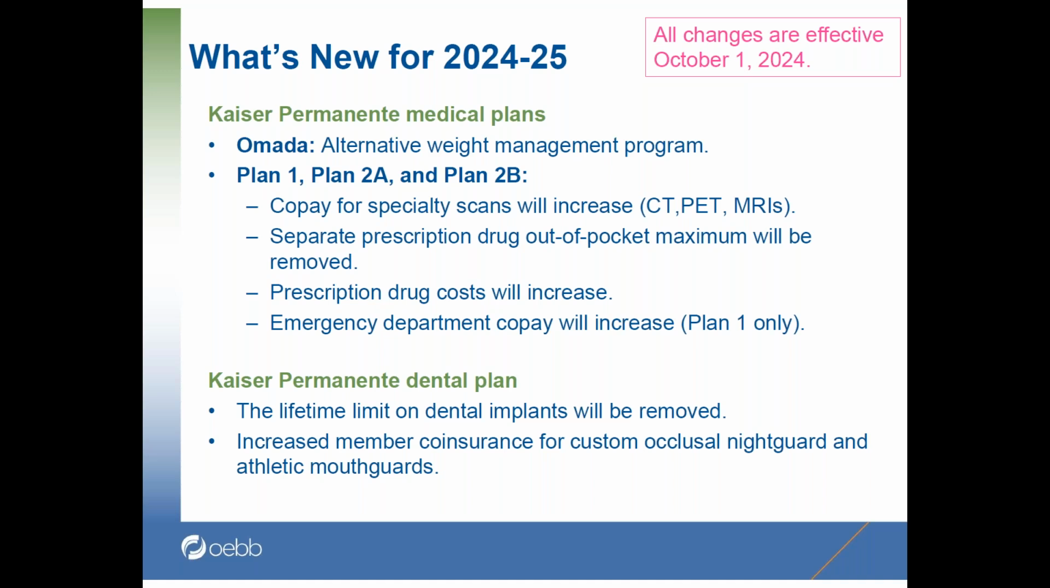The prescription drug cost will increase, and emergency department copays will increase for Plan 1 only. For the Kaiser Permanente dental plan, the lifetime limit on dental implants will be removed, and there will be increased medical coinsurance for custom occlusal night guards and athletic mouth guards.